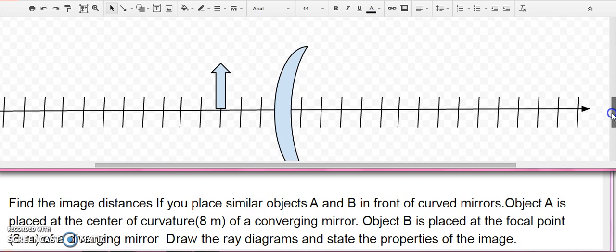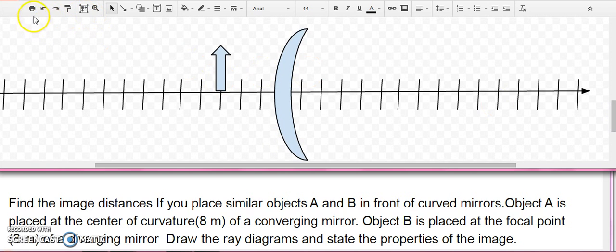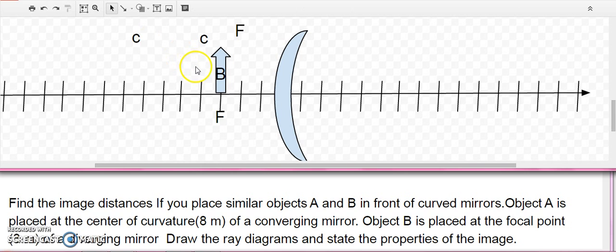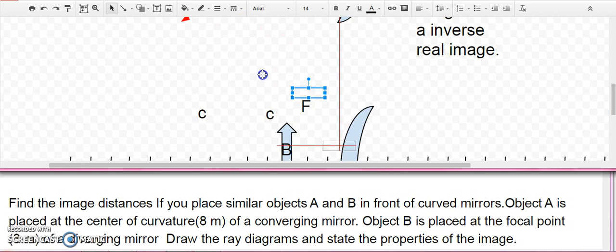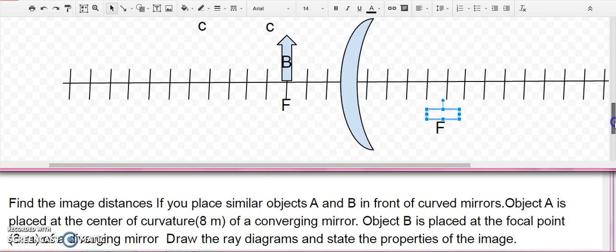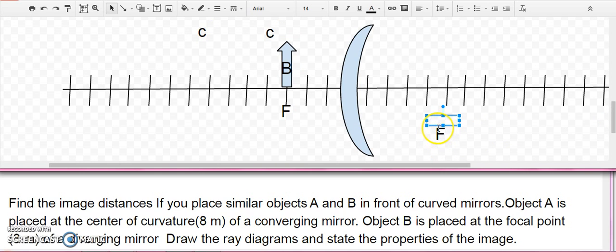Now down to object B. Okay, here's object B again. We know that the focal point is at 3, which is also where the object is placed. Now, for diverging mirrors, we need the focal point and center of curvature on the opposite side of this object, or the virtual side. So, we need to place another focal point at 3 on this side. So right there.